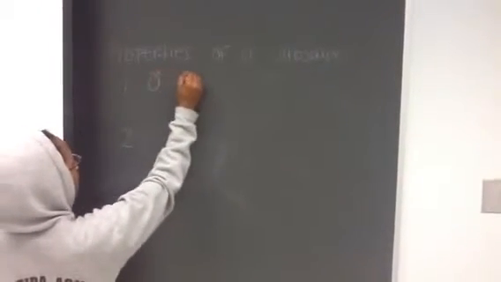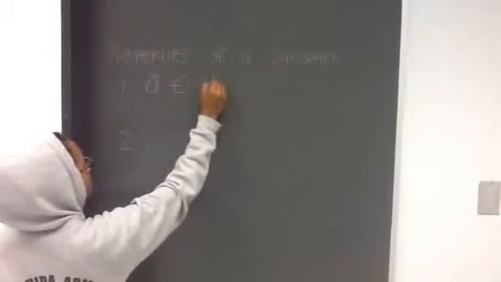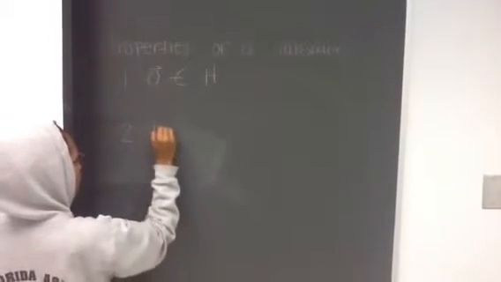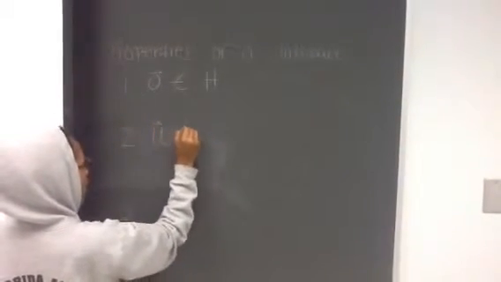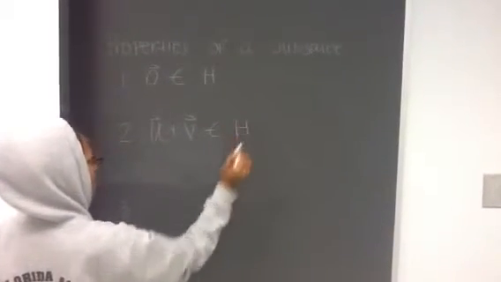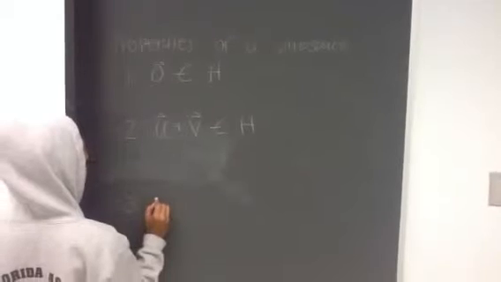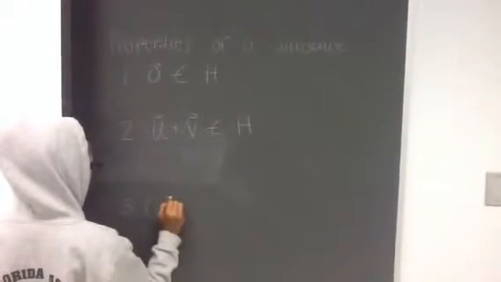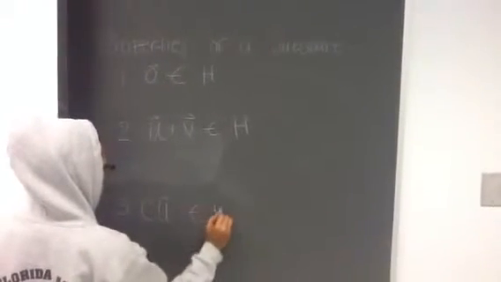Properties of a subspace. A subspace of a vector space V is a subset H of V. 1. The 0 vector is in H. 2. The sum of the vectors u and v is also in H. 3. The product of the scalar c and the vector u is in H.